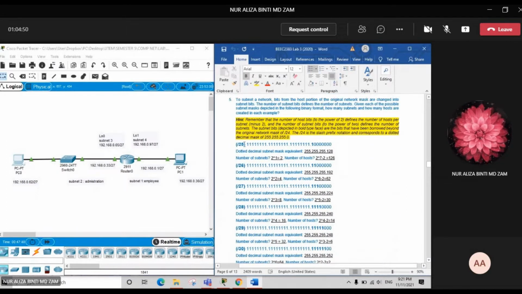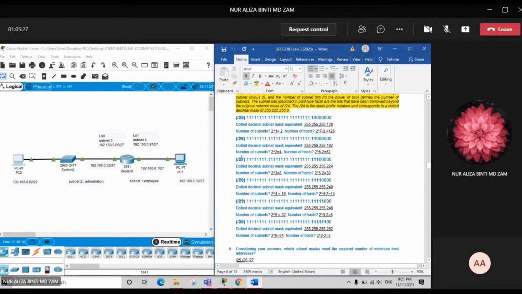Okay, for question 5, we have to find the dotted decimal subnet mask equivalent to /25, which is 255.255.255.128. The number of subnets is 2 and the number of hosts is 126. For /26, the dotted decimal subnet mask equivalent is 255.255.255.192, and the number of subnets is 4 and the number of hosts is 62. And then we finish all the answers.